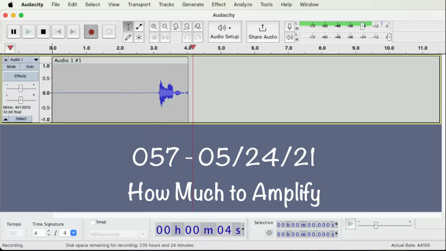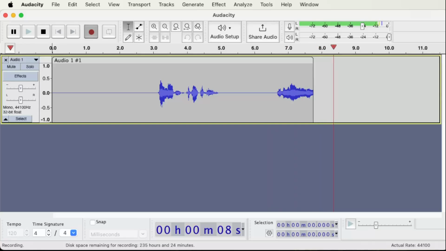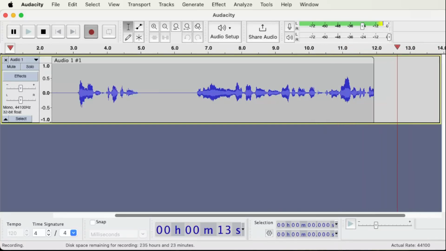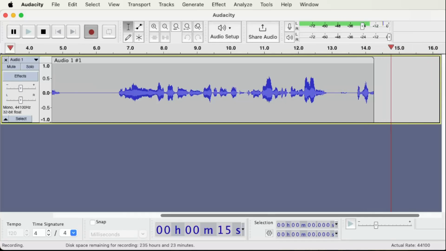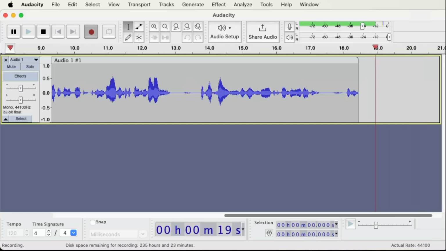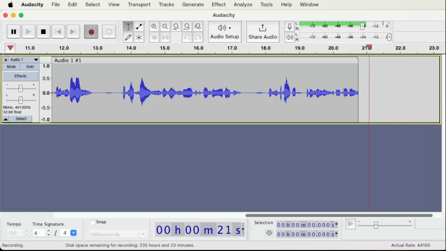How much to amplify? Every now and then we run across the need to use the Amplify effect to change the loudness of a portion of our audio. But what value should we use in the amplification amount input? This is the topic for this issue of Stuart's Audacity Tips.